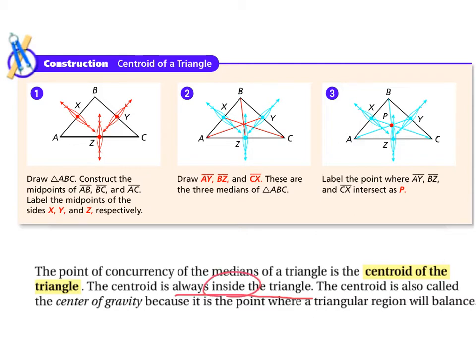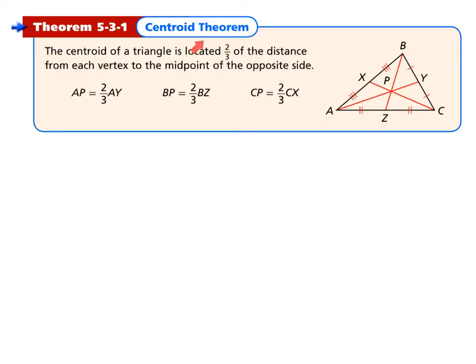Inside. The centroid is also called the center of gravity, because when we're doing real-world problems, it becomes the point where a triangular region will balance. The center of gravity is the centroid of a triangle. So, here's your centroid theorem. The centroid theorem says this: the centroid of a triangle is located always 2/3 of the distance from each vertex to the midpoint of the opposite side.